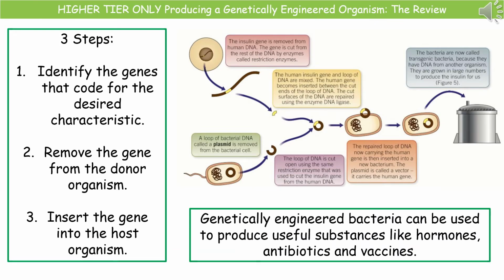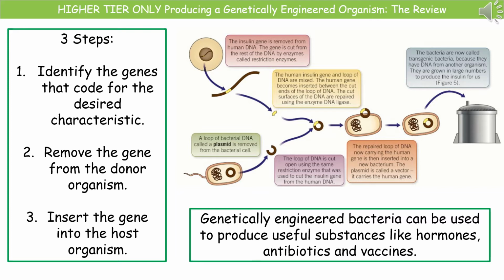If you're doing the higher tier, either combined or biology, then we need to know how to produce a genetically engineered organism. So there are three key steps. Firstly, we identify the genes that code for our desired characteristic. Then we remove the gene from our donor organism. And finally, we insert the gene into our host organism.